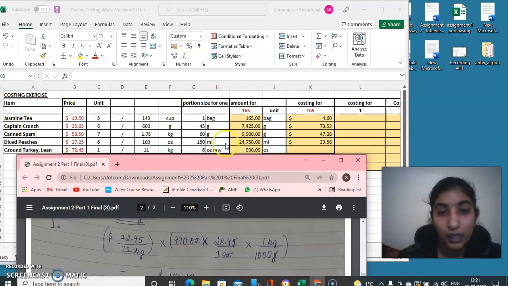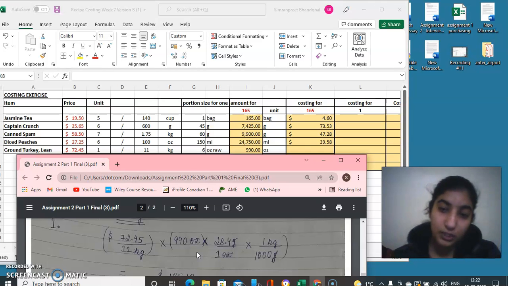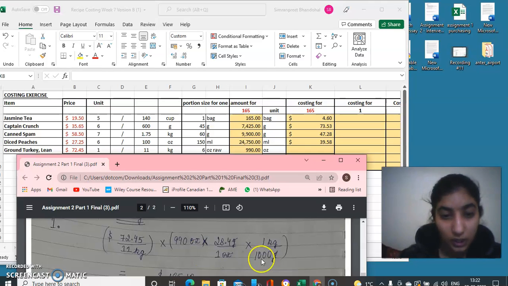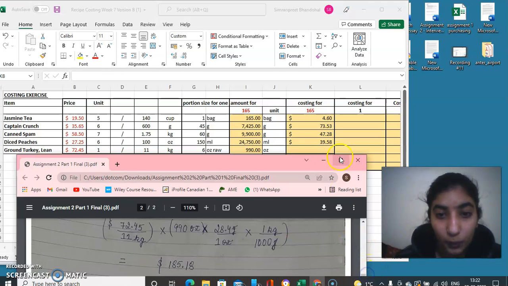And we have total amount for 165 is 990 ounces. To convert ounces to grams, we know 1 ounce is equal to 28.4 grams, and then we need to convert grams to kilograms. That's by simply dividing it by 1000. This is the answer we got. That's 185.18.